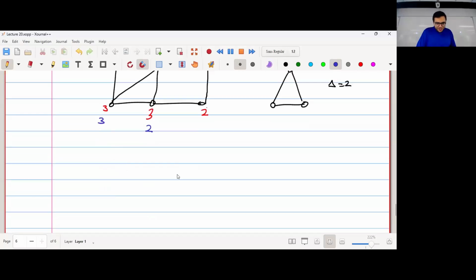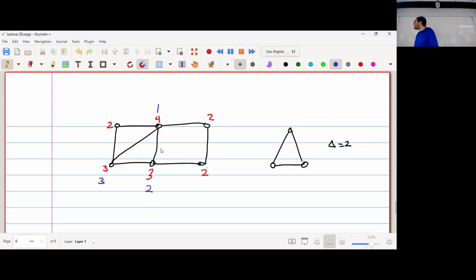Yeah, 9 a.m. classes are not really great for me. So I cannot see the edges that I'm drawing.